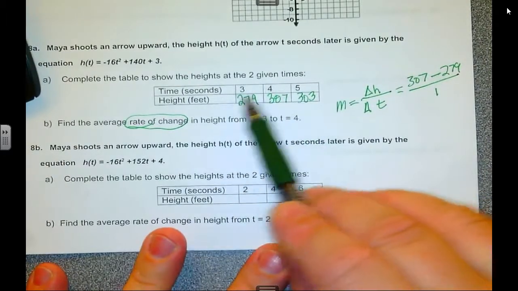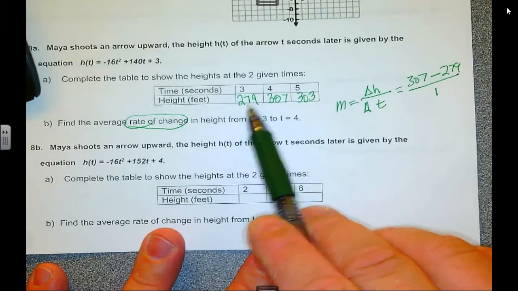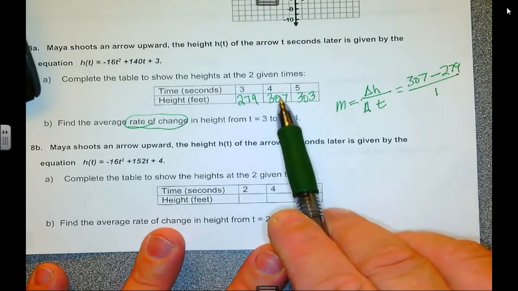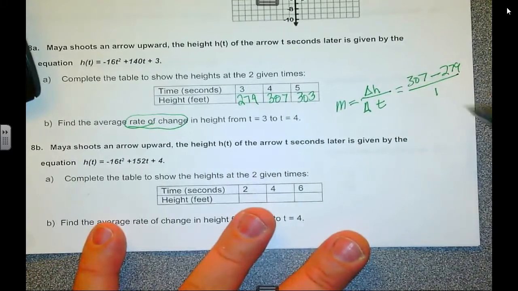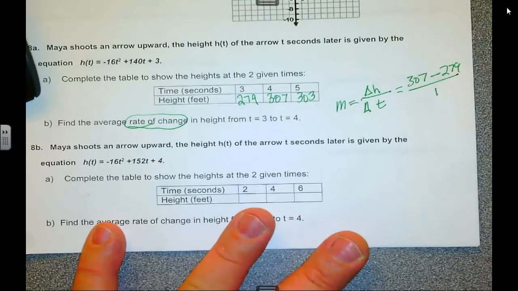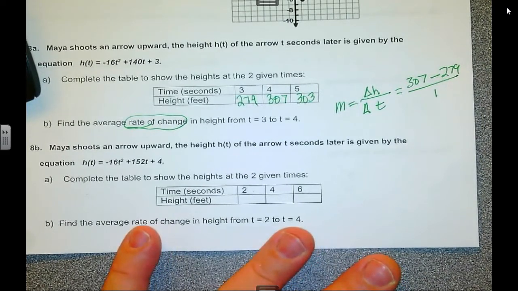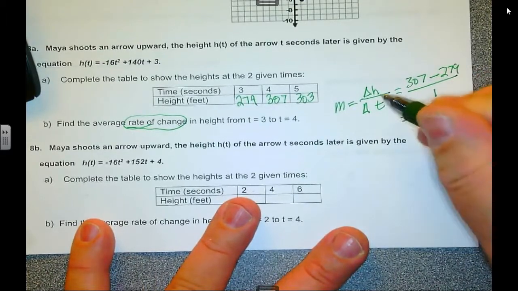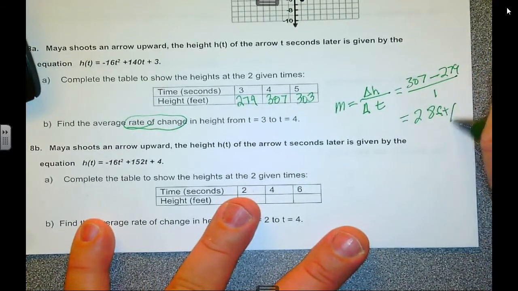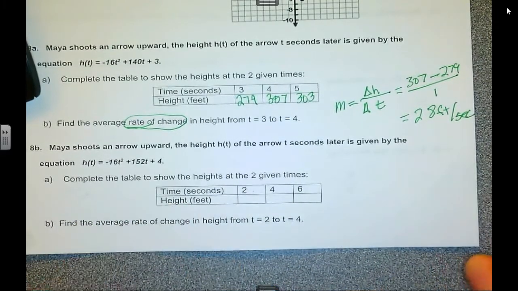You would have to do your x's the same way. Yeah, if you did 279 minus 307 over 3 minus 4, you're good because it'll turn positive. Okay, 307 minus 279 is 28. 28 feet per second. That's all you have to do.